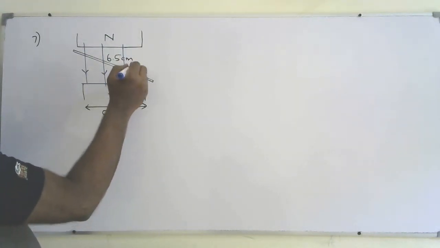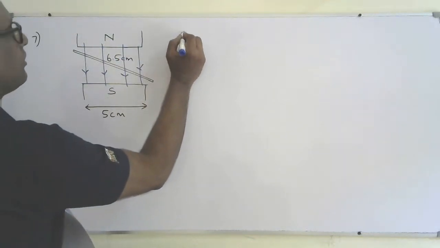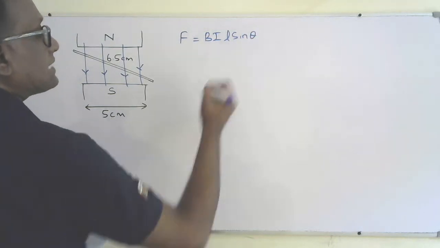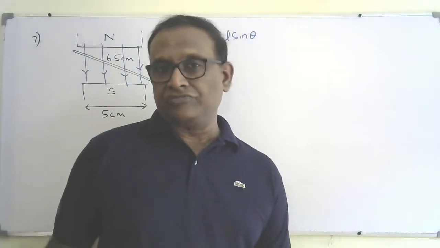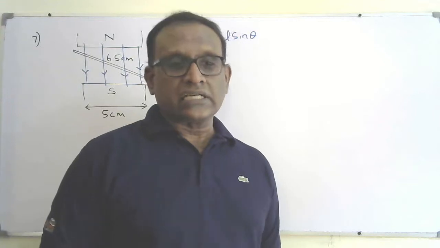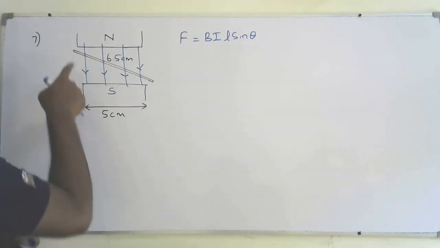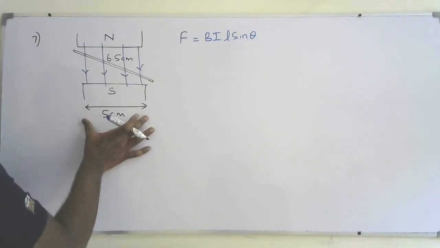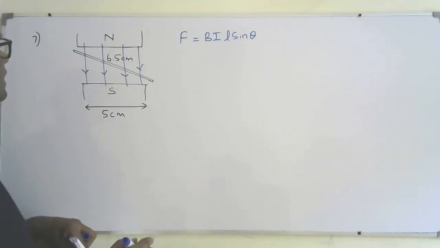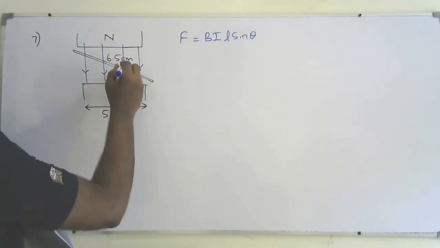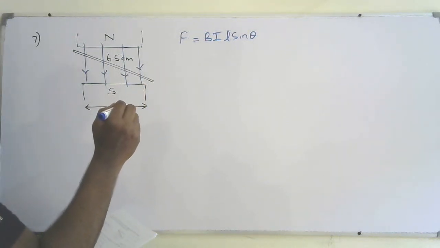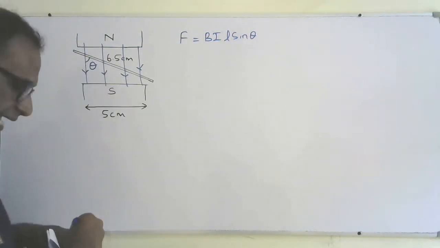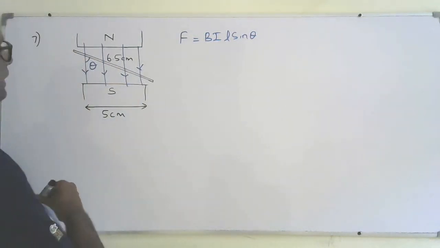We know the equation for the force, F equals BIL sine theta, where theta is the angle between the direction of the magnetic field and the direction of the current flow. So here we know this length is given as 6.5 centimeters and this length is given as 5.5 centimeters. So the angle between the magnetic field and the direction of current, that is this angle theta. So if I use this angle theta, I can draw again.